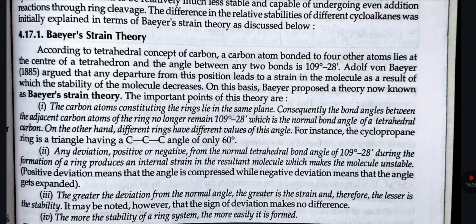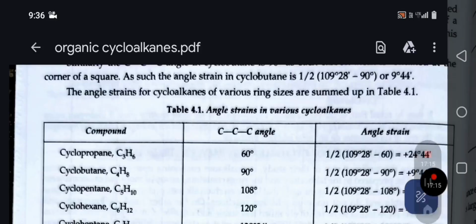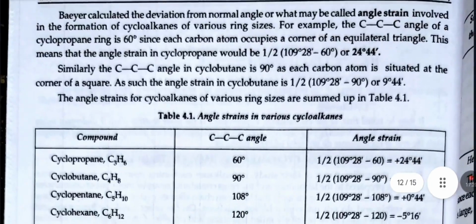Positive deviation means that the angle is compressed, while negative deviation means that the angle gets expanded. Third, the greater the deviation from the normal angle, the greater is the strain, and therefore the lesser is the stability. The more the stability of the ring system, the more easily it is formed. Baeyer calculated the deviation from the normal angle, or what is called angle strain, involved in the formation of cycloalkanes of various ring sizes.